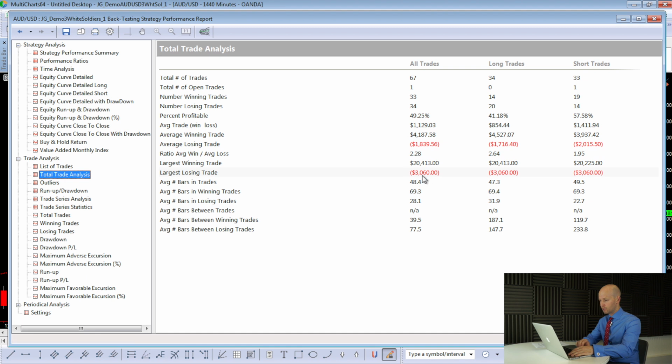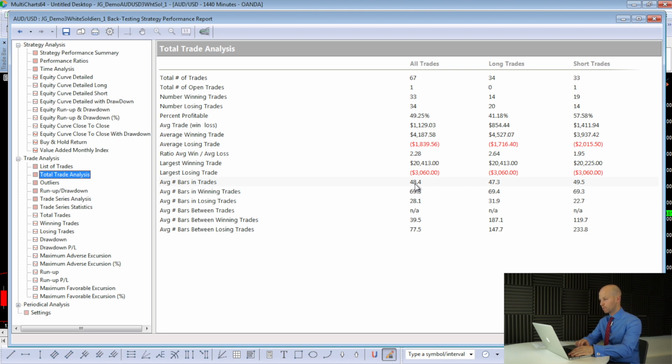The largest losing trade is $3,000. That's our stop loss plus a bit of trading costs. Now, it doesn't trade too often because this is a stop and reverse strategy, only 67 trades over that test period. And notice that the average bars in trade, we're in trades almost 50 days.